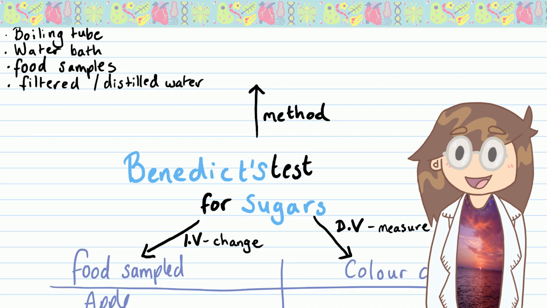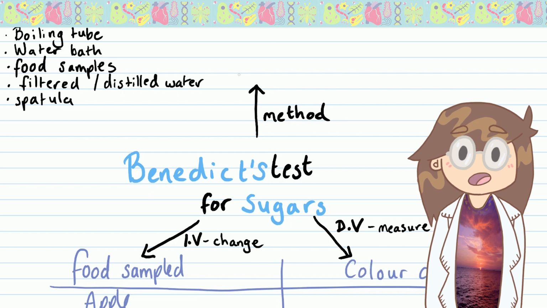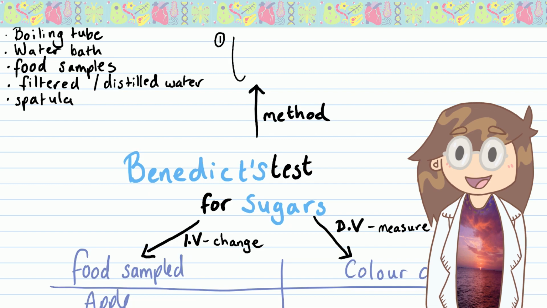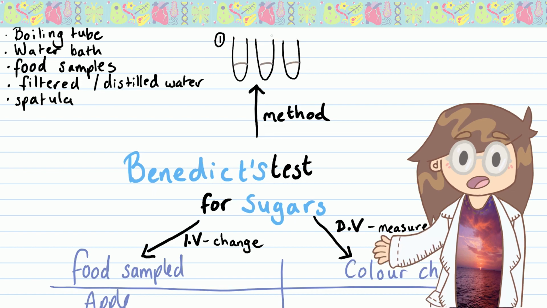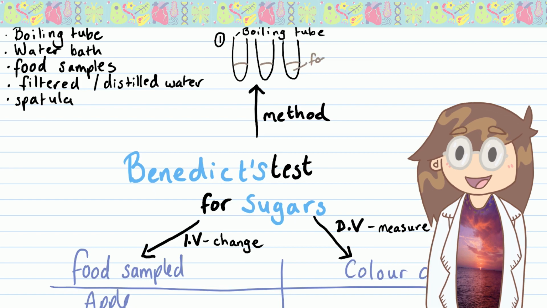Okay, then you need your food samples. So again, we're going to be looking at apple, potato and strawberry. Those would need to be crushed up and filtered preferably, but if you're doing it in school, it doesn't matter that much. Then you need some filtered or distilled water. It's important it's been filtered. That way we know that it is not something that's been added to the water that's caused the change. It's the fruit itself. And you'll need a little spatula for getting your food samples into your boiling tube.